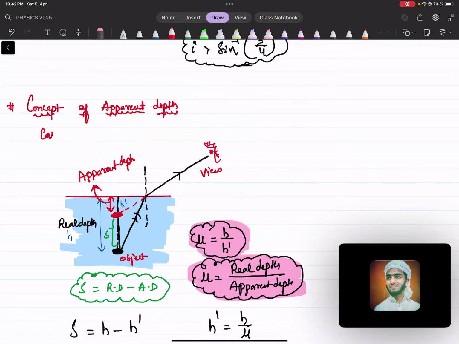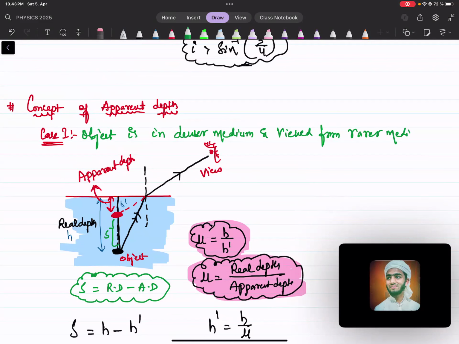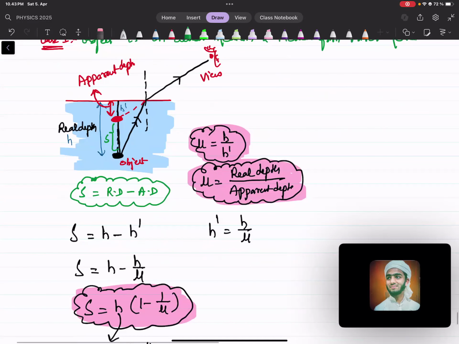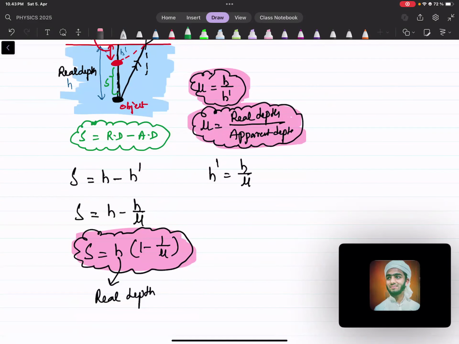Yes, sir. This is case number 1. The condition: the object is in a denser medium and viewed from a rarer medium. When you're viewing from the rarer medium, it appears to be raised. So for that, how do you calculate the refractive index and how do you calculate the shift? Am I clear?